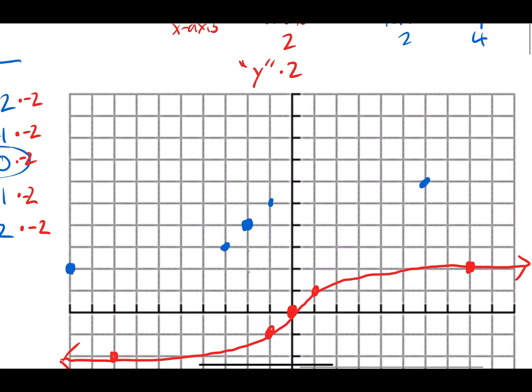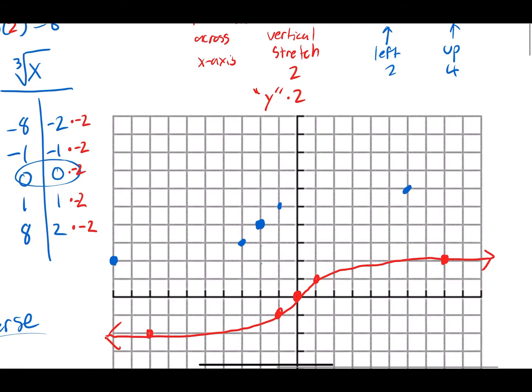So let's see. Right 1, down 2 would have us go right 1, and instead of going up, down 2. Put us right here. And then right 8, down 4. 1, 2, 3, 4. And then everything on the other side. Left 1, up 2. Left 8, up 4. 1, 2, 3, 4.